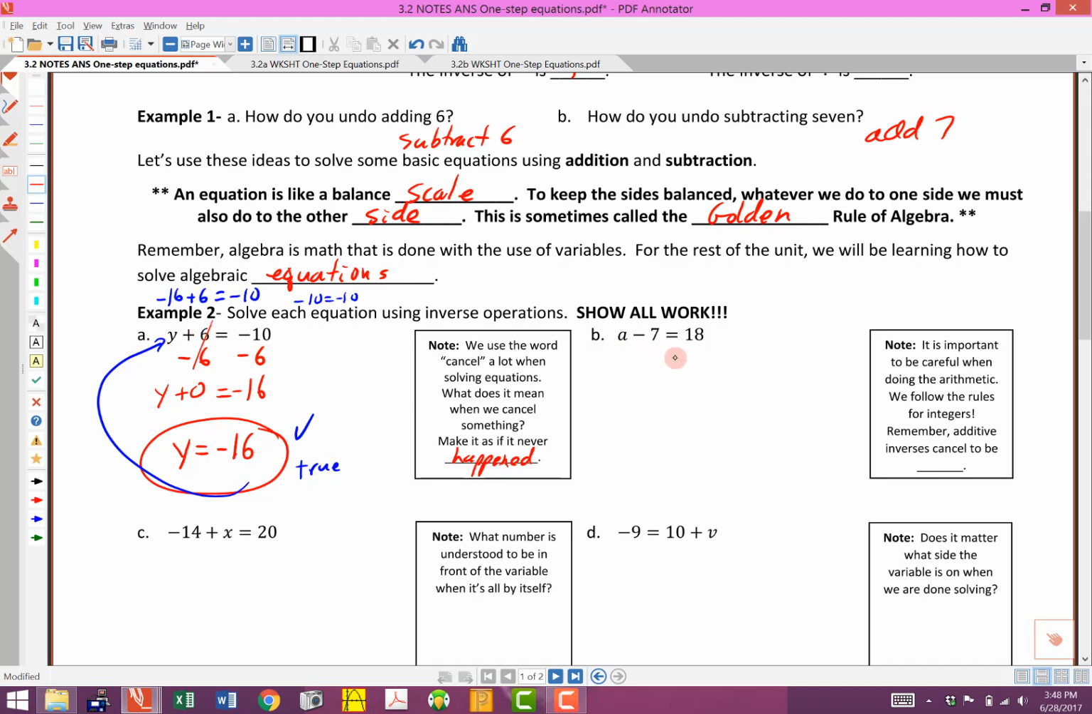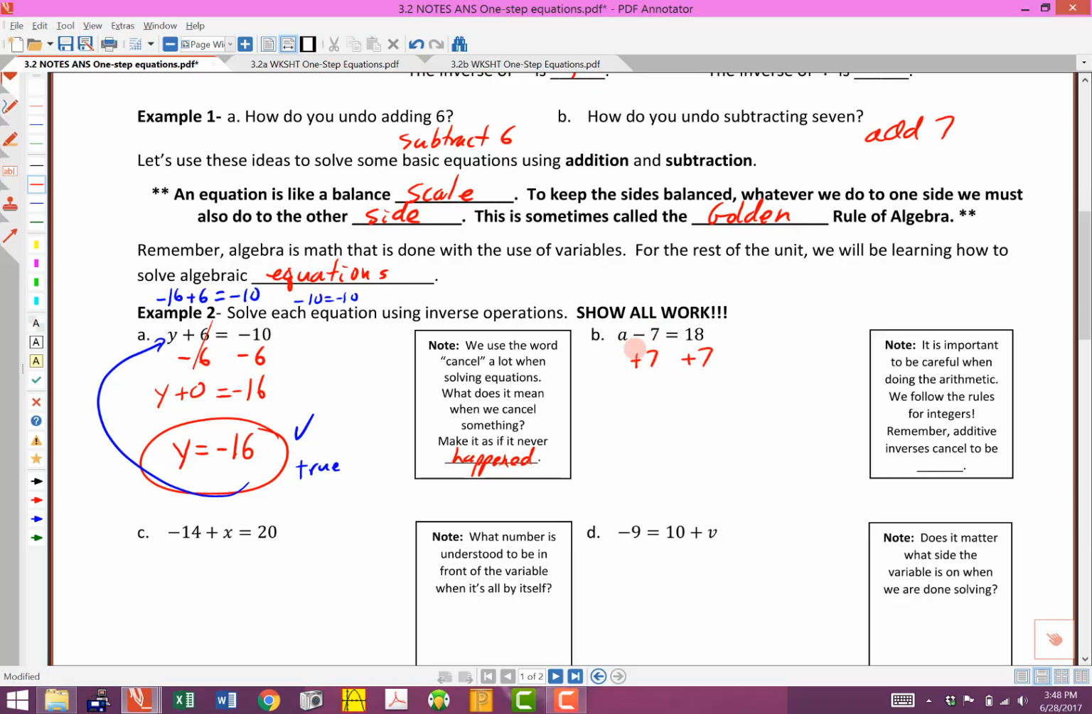So let's take a look at this next one right here. We've got a minus 7 equals 18. So we had a, we subtracted 7 from it, and we got 18. So just like we said up above, how do we undo subtracting 7? We want to get that variable all by itself. So we want to undo the subtracting 7. Well, we're going to add 7 to this side. Again, it wouldn't be fair to add 7 on this side if we didn't add 7 over here.